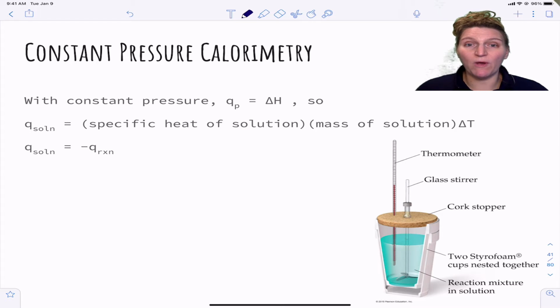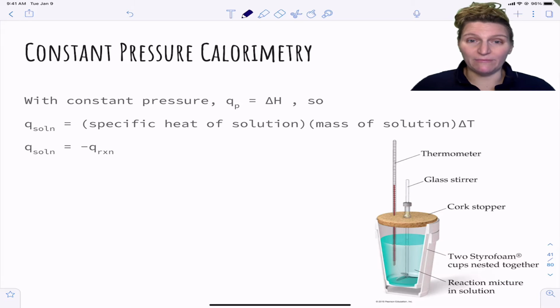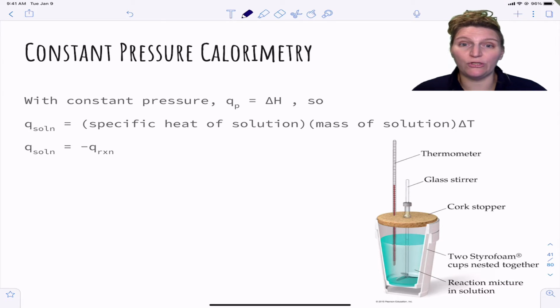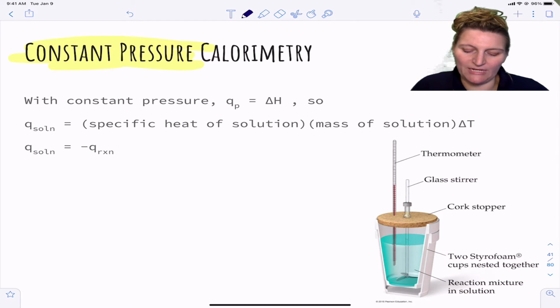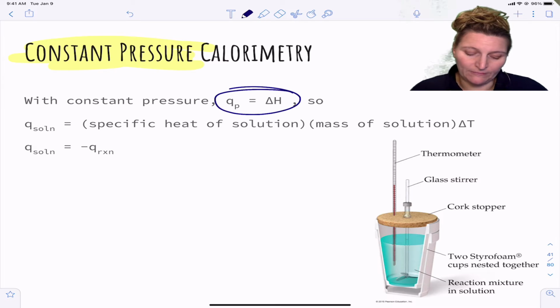Okay, so the next part of calorimetry is actually using that formula, MC delta T, in order to figure out delta H of a reaction. The first one that we're going to do is called constant pressure calorimetry. In constant pressure calorimetry, because we are at a constant pressure, which means like an open system, we will assume that Q is equal to delta H.